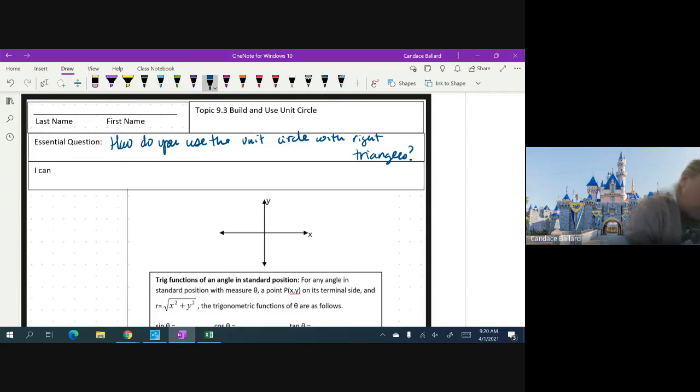Because we're going to do another version again when we get back from break. And then we're going to do the, so I can find the exact value. So I can use the unit circle to find, and we may use this I can statement a number of times, the exact value of an angle based on a reference angle.